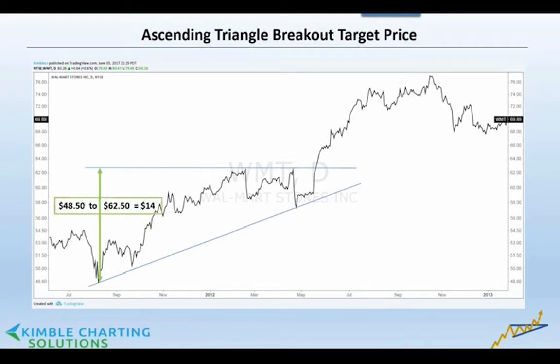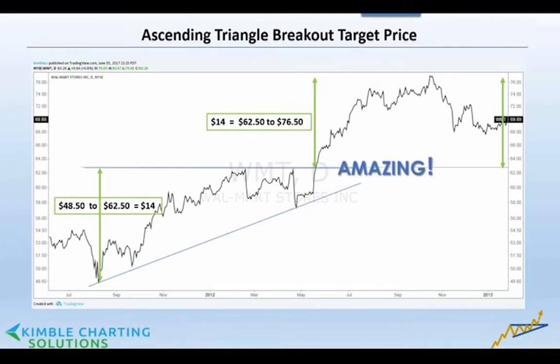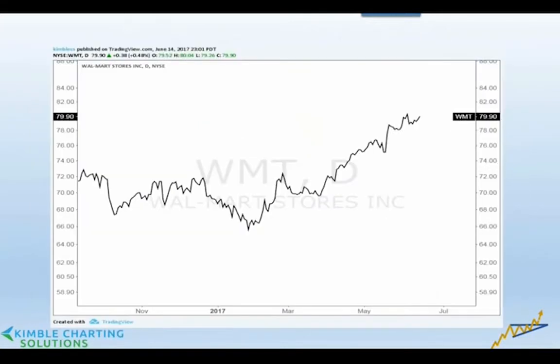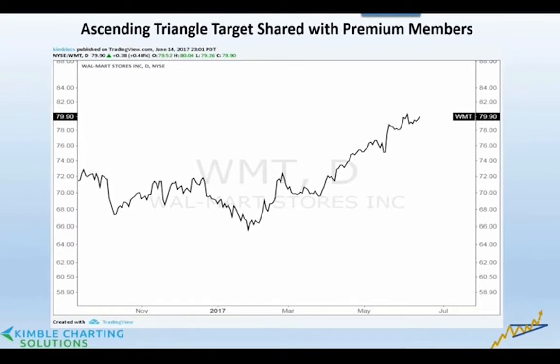The measurement suggested that you could add another $14 to Walmart on the breakout, to roughly 76. And you can see that Walmart went right up to that level and stopped on a dime and then started retracing. So the breakout was essentially the distance between the 2011 July low and the 2012 February high. So the ascending triangle target was shared with premium members, who took advantage of it.